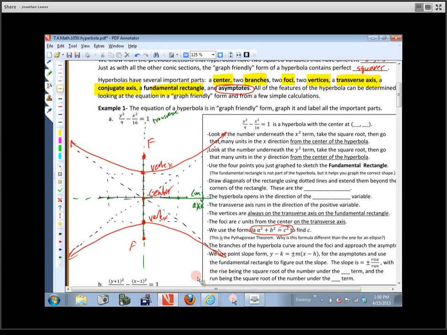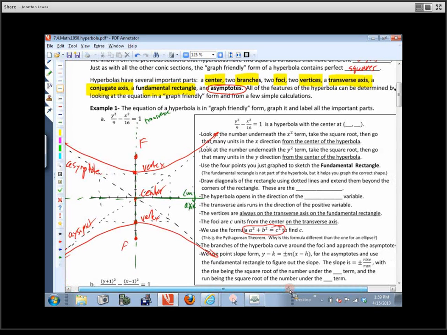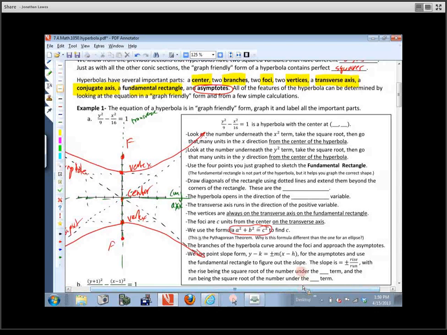And then the only thing that I didn't talk about, well, wait just a second. We haven't done asymptotes, but I did mention this is called the fundamental rectangle, right? We got that. And then this is an asymptote right here. And that's an asymptote right there. Okay? And we could go through and we could label all those points. That wouldn't be difficult to do, right? No. Okay.